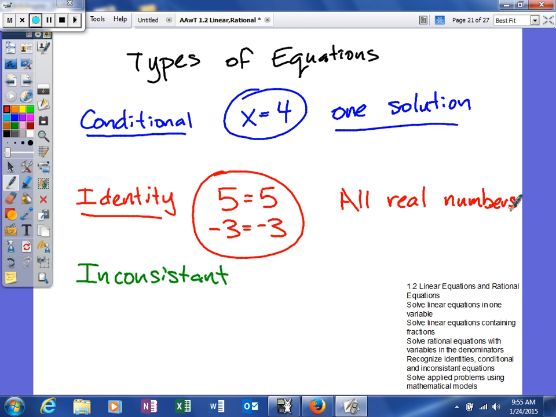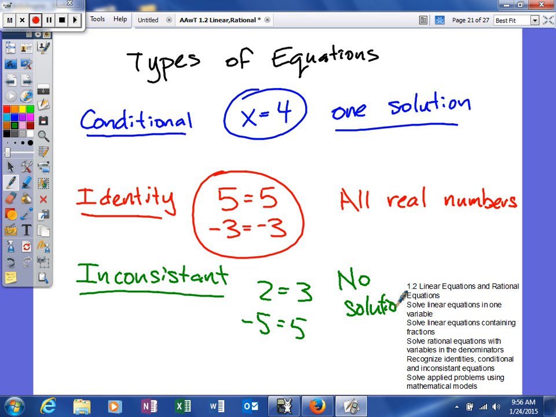You could also say there are infinitely many solutions, but a lot of times we just say our answer is all real numbers. Lastly, we're going to talk about something that's inconsistent, which is the example that we just had, where I think in the last one we had 2 is equal to 3. So 2 is equal to 3, or -5 is equal to 5. So if there is a statement of equality that's not true, then you have something that's inconsistent. And like we talked about in our last example, our answer would be no solution.